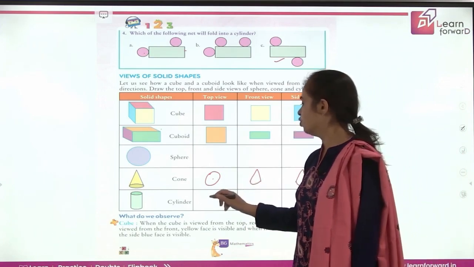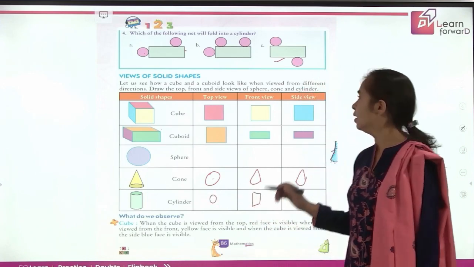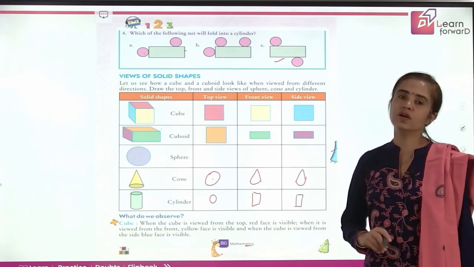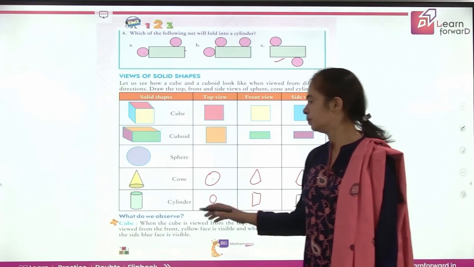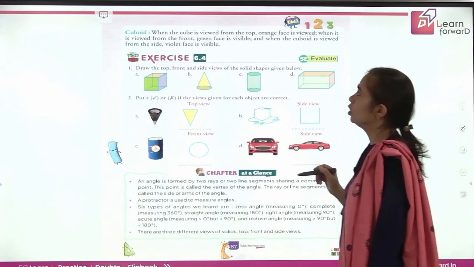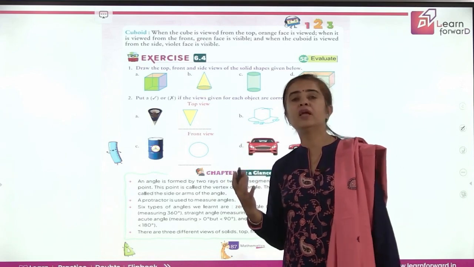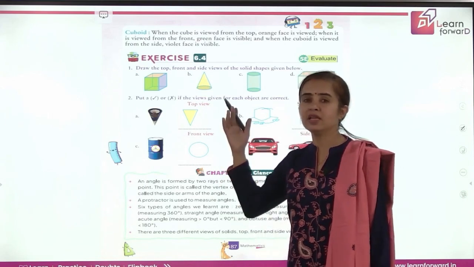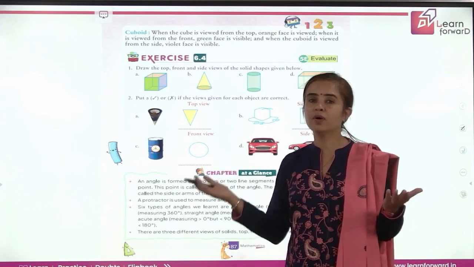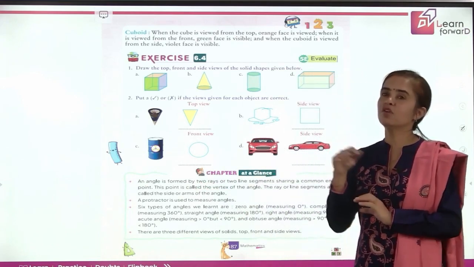When you look at cylinder, I have just shown you the representation. So your top view will be a circle, your front view will be a rectangle, and then your side view will also be a rectangle in case of a cylinder. Now these are the observations for cubes. For cube, whichever view you take, it will always be a square, and in case of cuboid, it will always be a rectangle. What about a sphere? Yes, that looked like a circle from all the views.